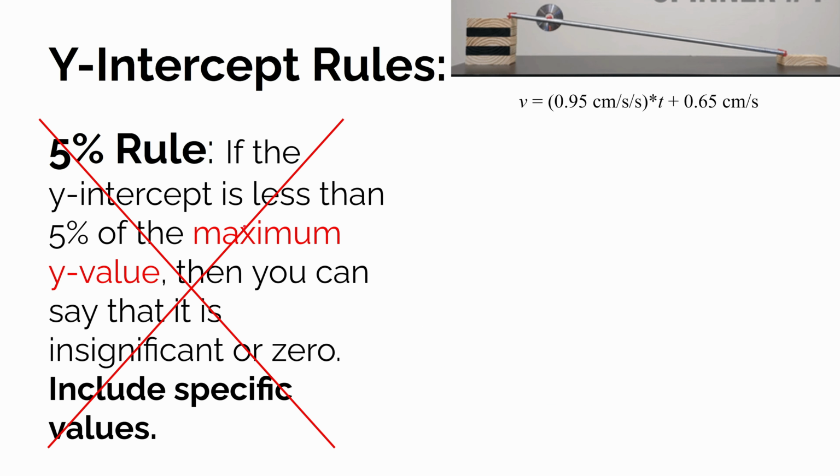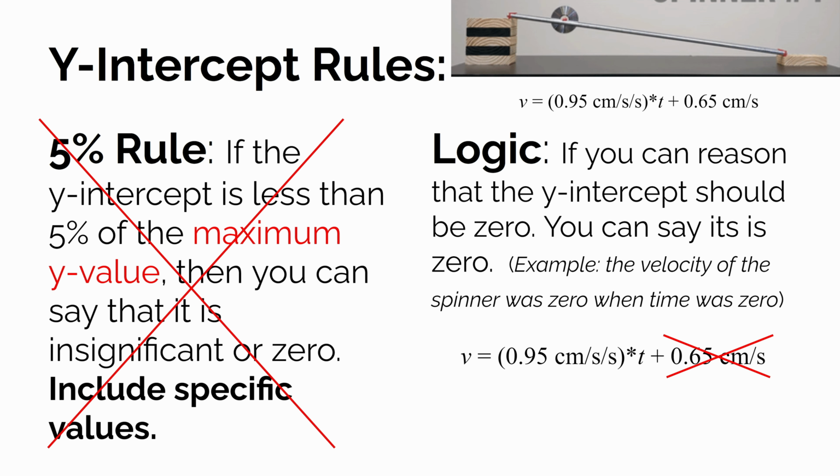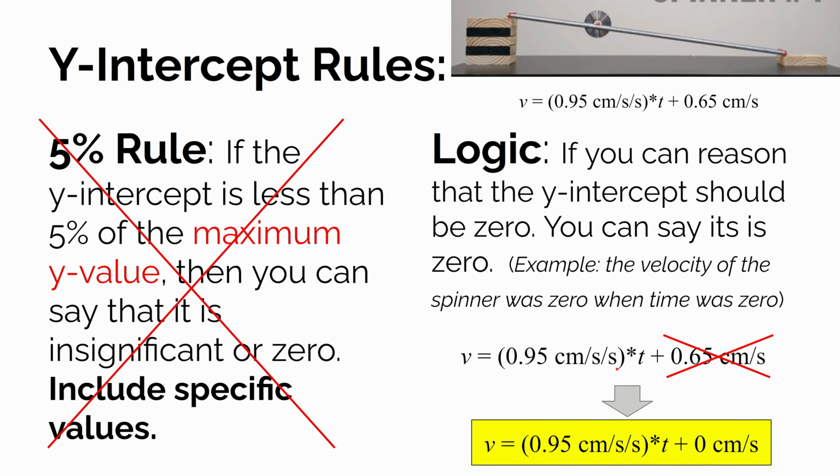If the 5% rule can't work to say that the y-intercept is insignificant, then we can just use logic. If you can reason that the y-intercept should be 0, you can just say that it's 0, even if it's greater than 5% of the biggest y value. So in this case, we said the velocity of the spinner actually was 0 when the time was 0, and so we can just say the y-intercept is 0. So if we take our equation, we can either cross that out and just say that, in this case, the equation would be velocity equals 0.95 centimeters per second for each second, multiplied by time, or you could just write the equation like this, where the y-intercept is 0 centimeters per second.